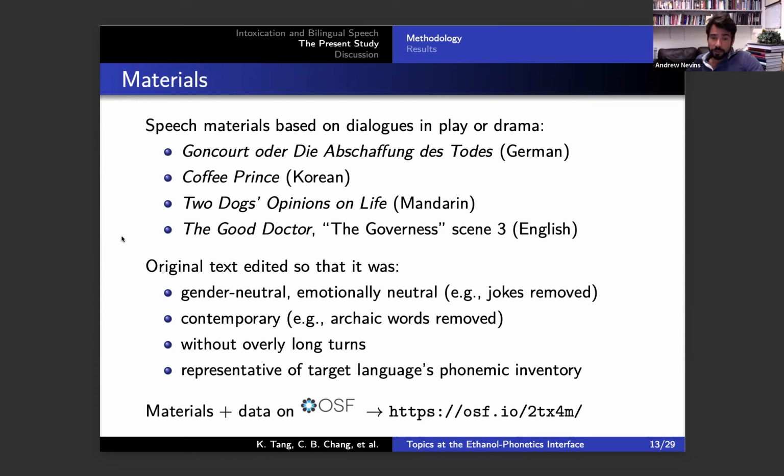And if you want to look at the materials, the link here is for you on this Open Science Framework, which is a repository where anyone can look at the data that's been used in an experiment as a shared way of what's sometimes called replicability in psychology.